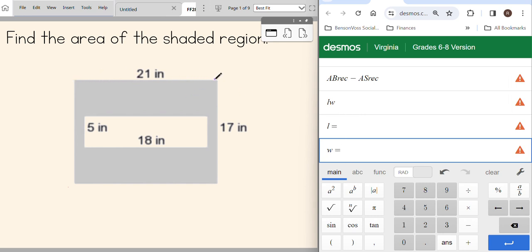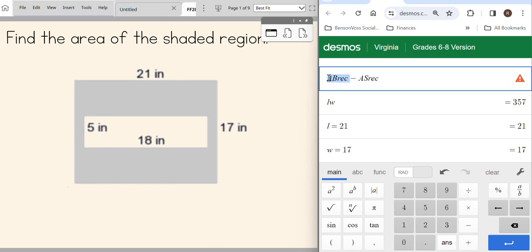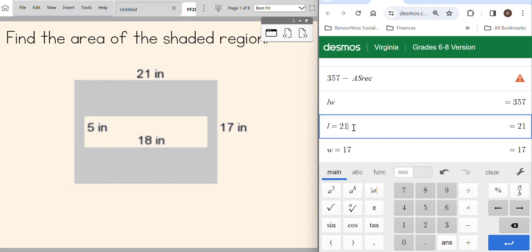Up at the top, that 21, I'm going to call that the length. And down the side here, the 17, I'm going to call that the width. And that gives me 357 for the area of the big rectangle. So I'm going to put it up here at the top, 357. So now I'm going to do the area of the small rectangle.